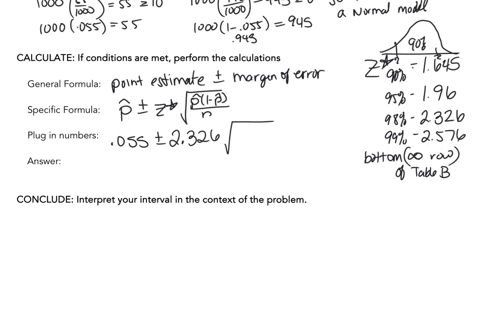And then times the square root of 0.055 times 0.945 divided by 1,000. And then I can plug that in my calculator. And you can see what it looks like once I plug it in the calculator. I'm trying to get that glare off of it. There we go.